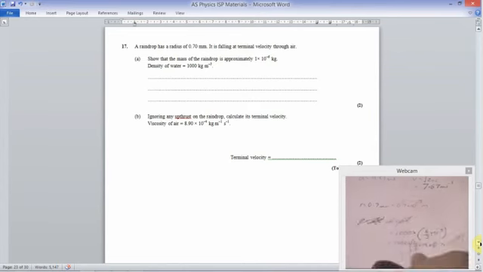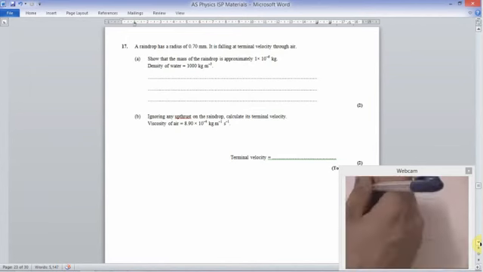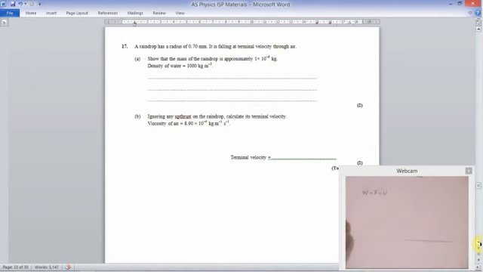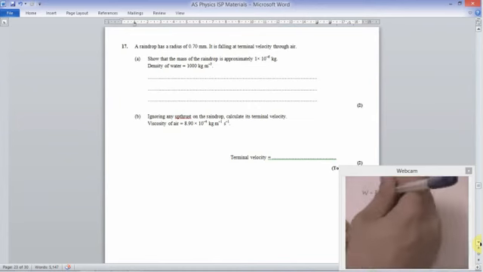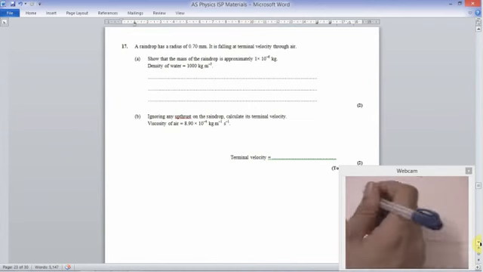Okay, so if you're ignoring upthrust, calculating terminal velocity is straightforward. Let's use the bottom of this sheet over here instead of wasting a new piece of paper. Normally if we've got a falling object, weight is equal to viscous drag plus upthrust. We're ignoring upthrust, so weight is just equal to viscous drag.